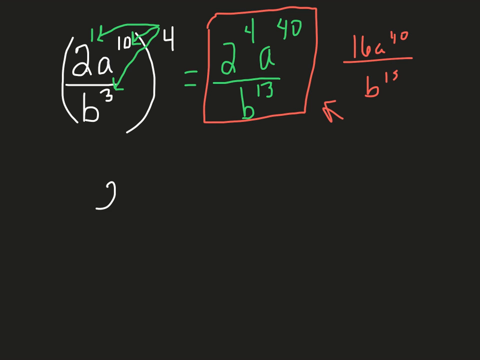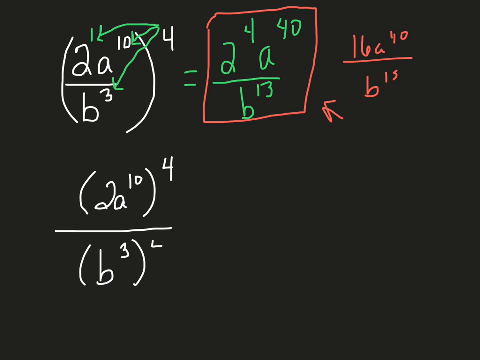You could take the 2a to the 10th, raise that to the 4th power, and then b to the 3rd, and raise that to the 4th power. And this might be an easier way when it gets real congested in here. So this equals 4 to the 1st power is 2 to the 4th. 4 times 10 is a to the 40th. 4 times 3 is b to the 12th.